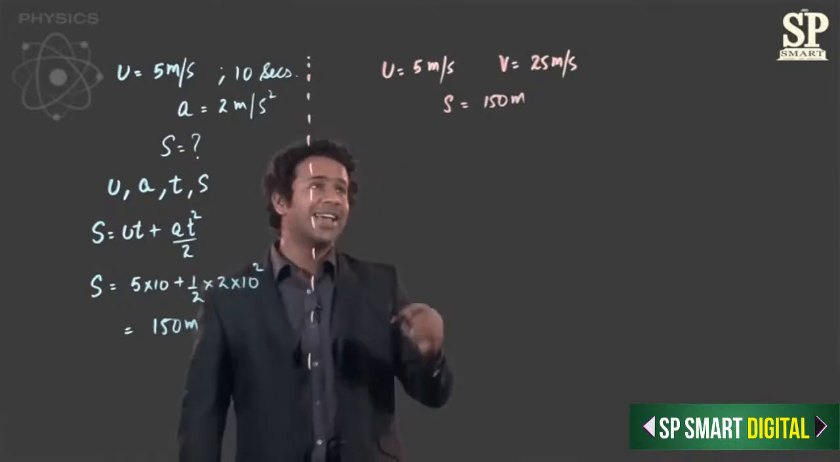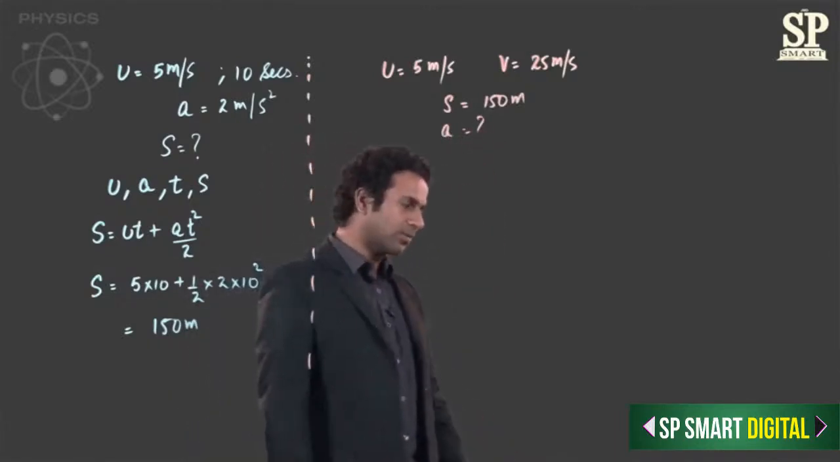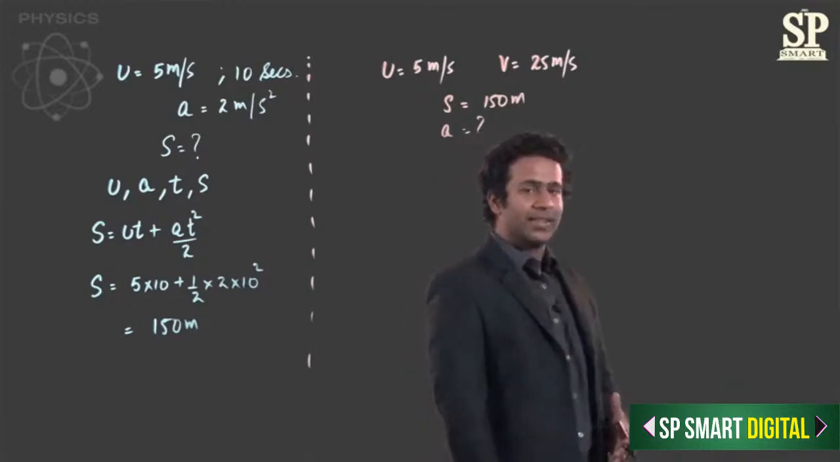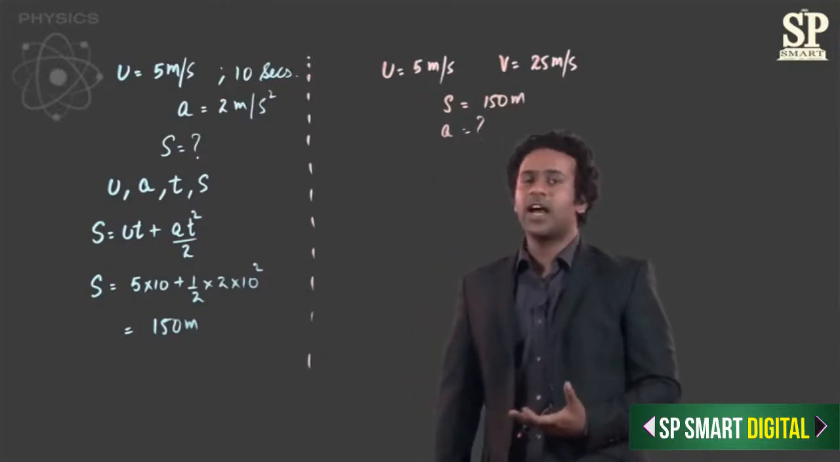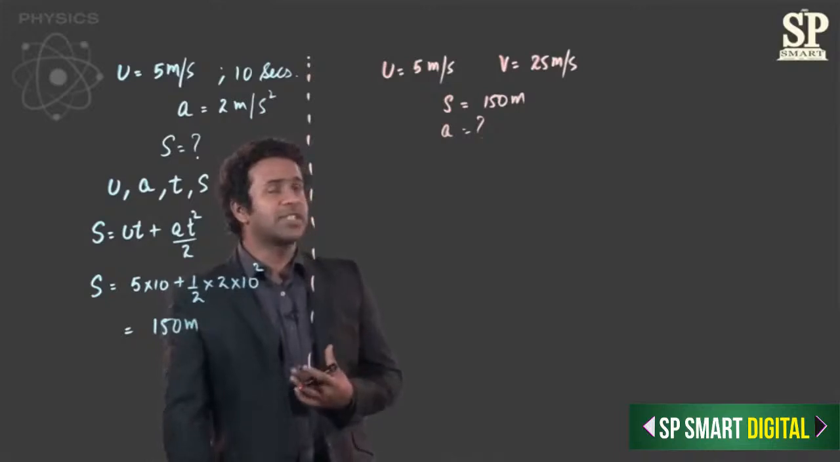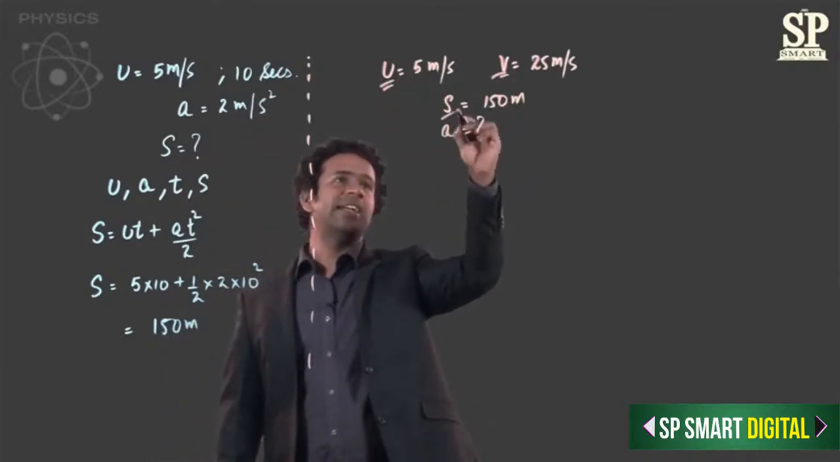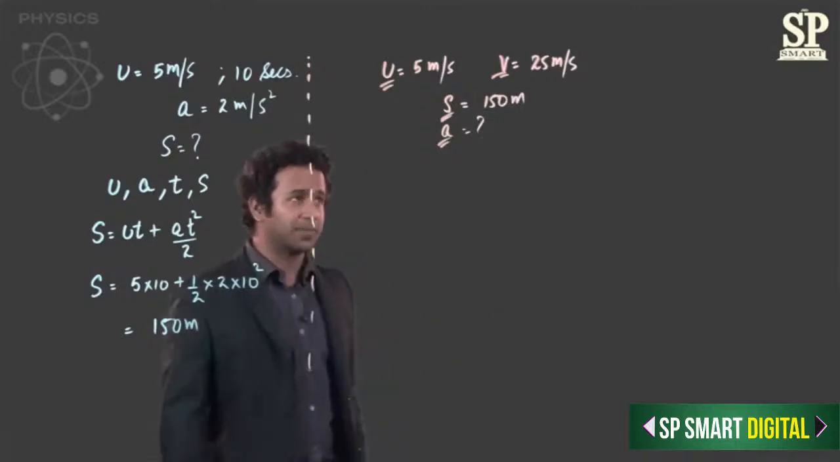You have to find the acceleration of this particle. Now, once again, in this case, if you figured it out, it's good. But if you're still thinking, look at the variables that I've given you. I've told you the initial speed, the final speed, displacement, and acceleration.